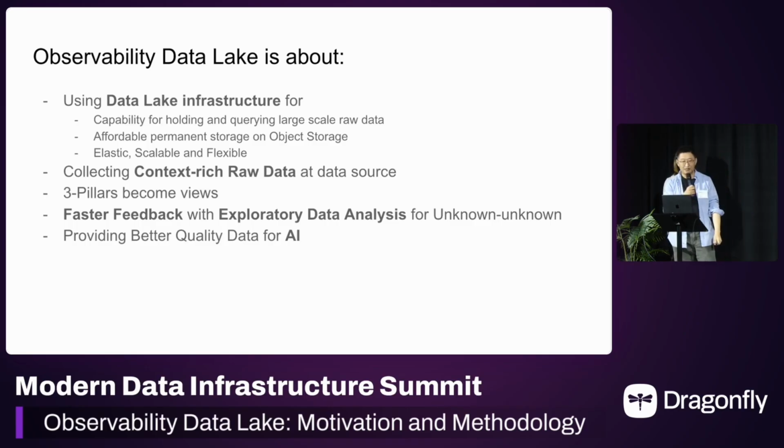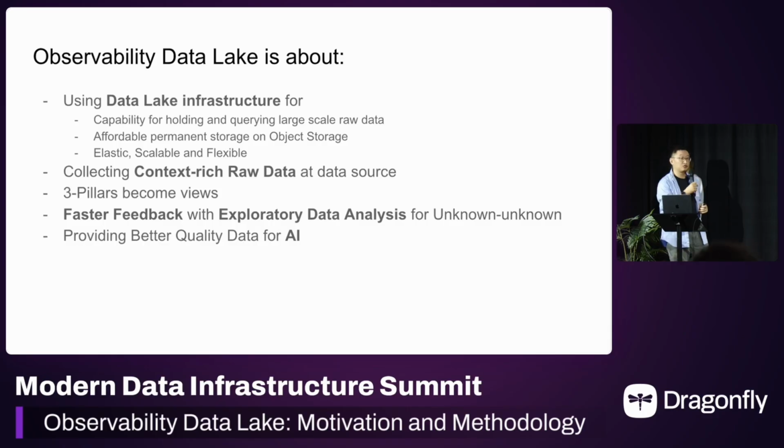To wrap it up, an observability data lake is about first using a data lake infrastructure to organize and store the data. The infrastructure should have the capability to handle a large amount of data, because we are now storing raw data instead of aggregated data. Also, it has the capability to deal with different queries. It should be very flexible for short-term queries, real-time queries, and long-term analytical queries. This is the first thing.